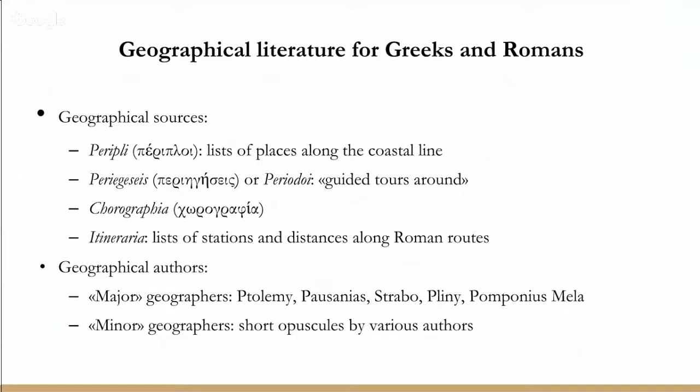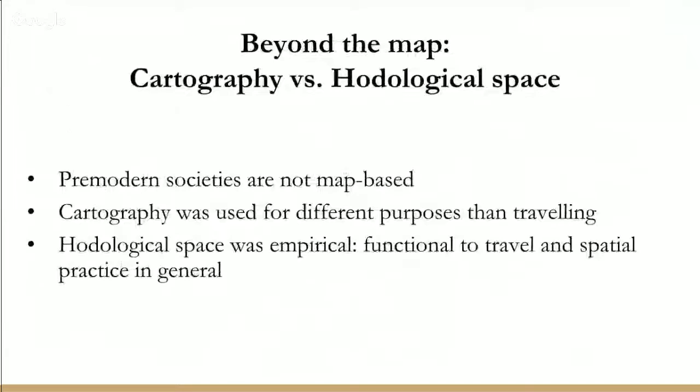And in the Roman world, the itineraries that are lists of stations connected through distances are particularly popular, and they are pretty much the equivalent of periply, but on the inland and not on the coastal line. And we have, obviously, the major geographical authors, which many of you probably already know, and we have the so-called minor geographers that are technical opuscules that are mainly identified as the most strictly geographical sources that we have.